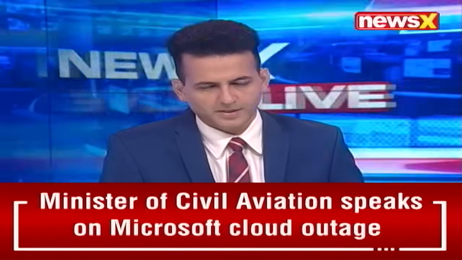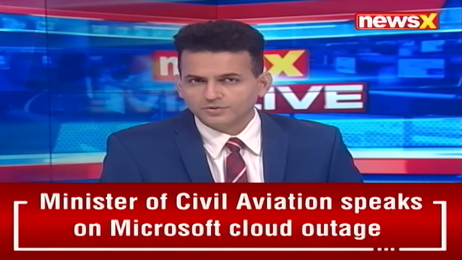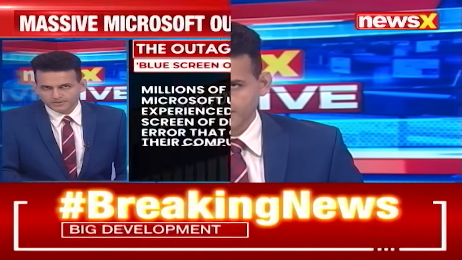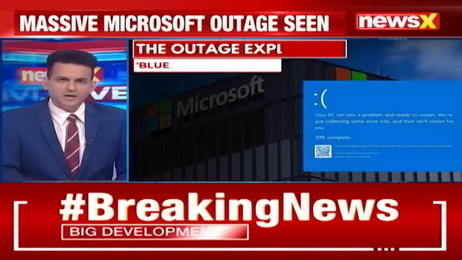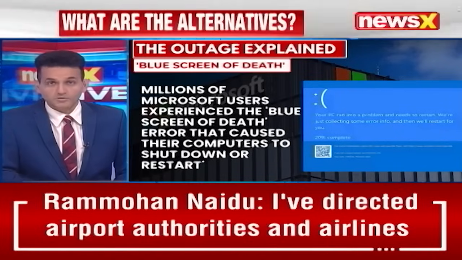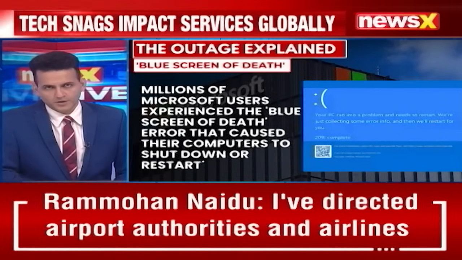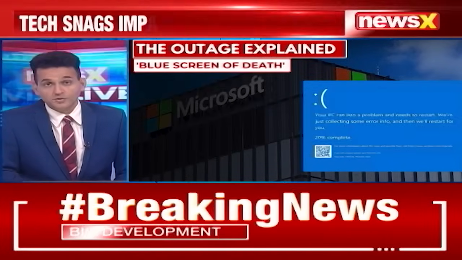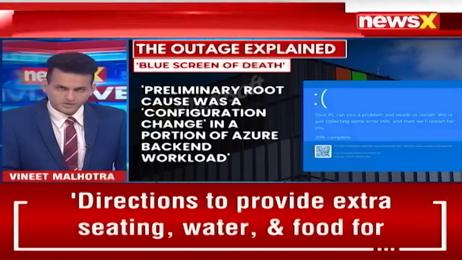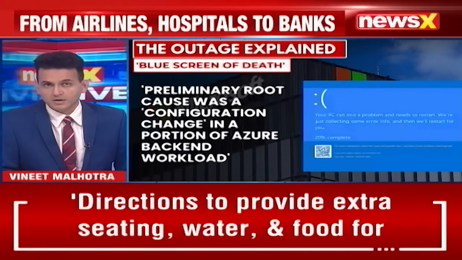Services across multiple sectors were affected worldwide due to a technical problem at the US tech giant Microsoft and American cybersecurity company CrowdStrike. Millions of Microsoft Windows users were experiencing the blue screen of death error that caused their computers to shut down or restart.